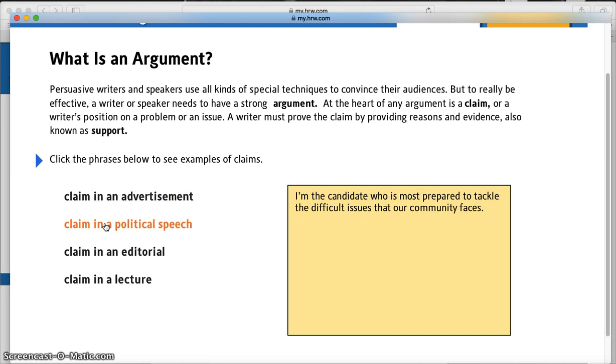"I'm the candidate who is most prepared to tackle the difficult issues that our community faces." So I would assume reasons and evidence would explain these issues and what this candidate has done or will do to solve them in the community.